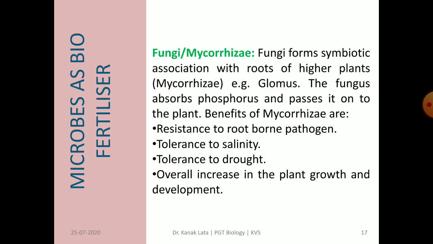Next is about fungus, how they help. Fungus like Glomus also forms a symbiotic association with roots of higher plants, and this association of roots with fungus is called mycorrhiza. This fungus absorbs phosphorus and passes it on to the plant. Now let us see what the benefits of mycorrhiza are. Such plants are resistant to root-borne pathogens. They tolerate salinity and drought, and overall they help in increasing the growth and development of the plant.